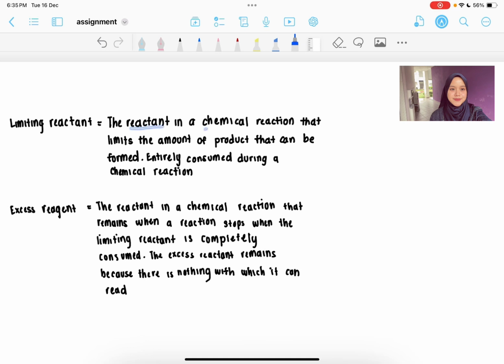So, what is a limiting reactant? It is the reactant in a chemical reaction that limits the amount of product that can be formed and is thoroughly consumed during a chemical reaction. Excess reagent is the reactant in a chemical reaction that remains when the reaction stops because the limiting reactant is completely consumed. The excess reactant remains because there is nothing with which it can react.